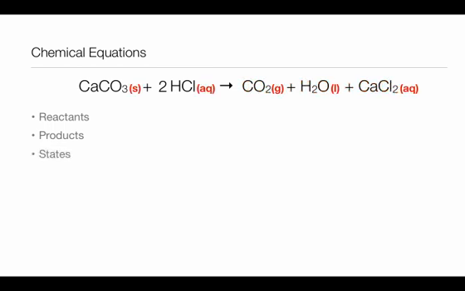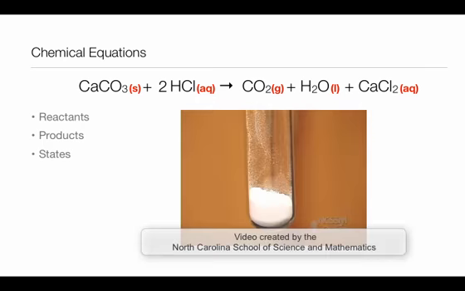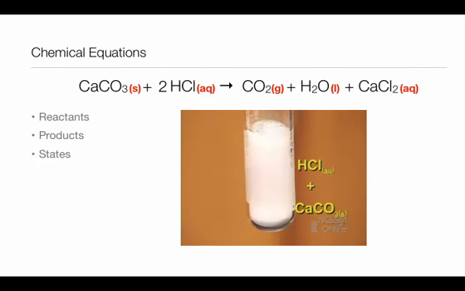The next set of symbols that we want to focus on are state symbols. In a chemical equation, many times it's good to know what the states are for the compounds, so we have an idea of what it would look like if we were actually to carry out the reaction. In this case, we have solid calcium carbonate, represented by the S. We have aqueous hydrogen chloride, and technically we would call it hydrochloric acid. The aqueous means that the HCl, the hydrogen chloride, has been dissolved in water. On the product side, we have gaseous carbon dioxide, liquid water, and another aqueous compound.